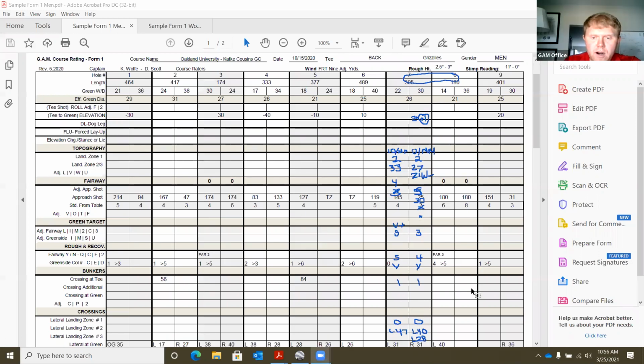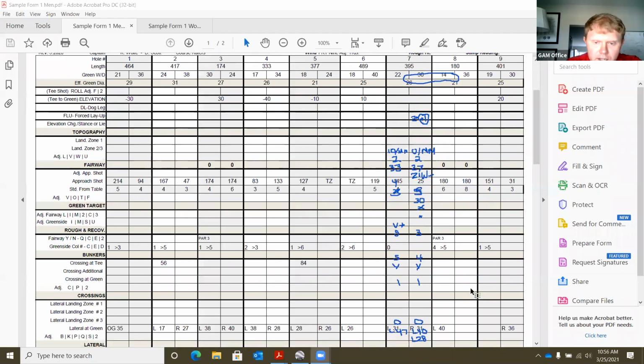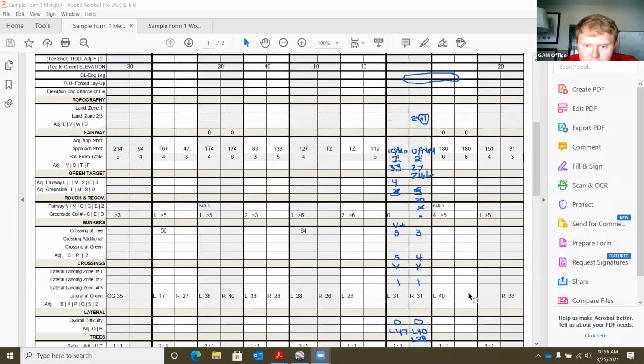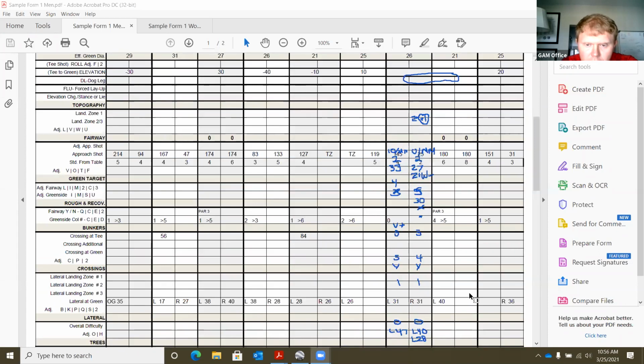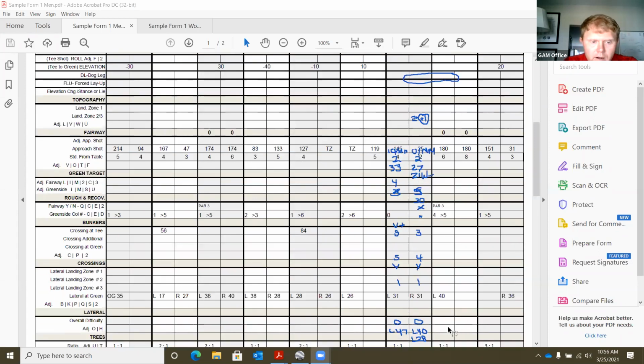And then we move down to our lateral, and I know we're going to have to write over a little bit, but I think we can do this. So we are looking at our lateral options here. We've got at least 2 of them for our scratch player, and then 3 of them for our bogey player. So just like we did with the fairway value, we're going to look at each individual one, and then we're going to take the highest value.